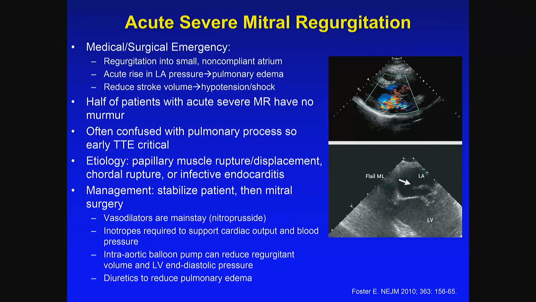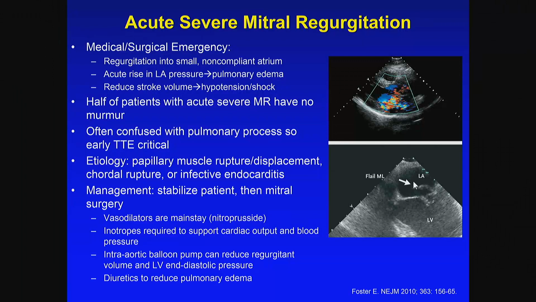Typical etiologies can include papillary muscle rupture or displacement with myocardial infarction, and chordal rupture from infection or mitral valve prolapse that can lead to a flail mitral leaflet, as seen in this echocardiogram, where the leaflet of the valve does not close at the annulus but continues into the left atrium.